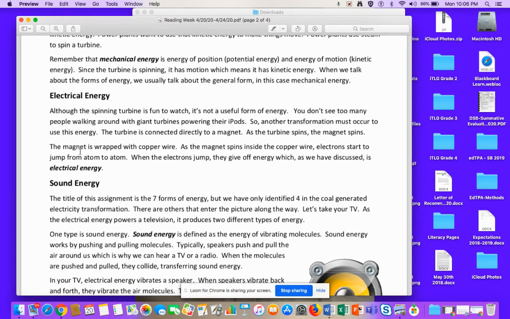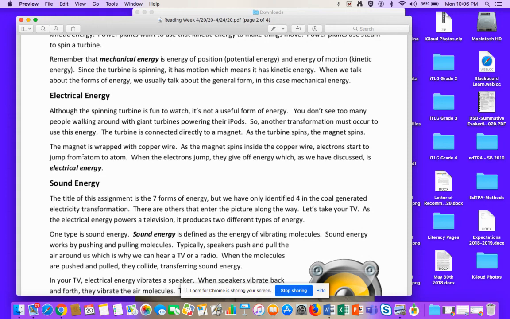You don't see too many people walking around with a giant turbine powering their iPods. So, another transformation must occur to use this energy. The turbine is connected directly to a magnet. As the turbine spins, the magnet spins. The magnet is wrapped with copper wire. As the magnet spins inside the copper wire, electrons start to jump from atom to atom.